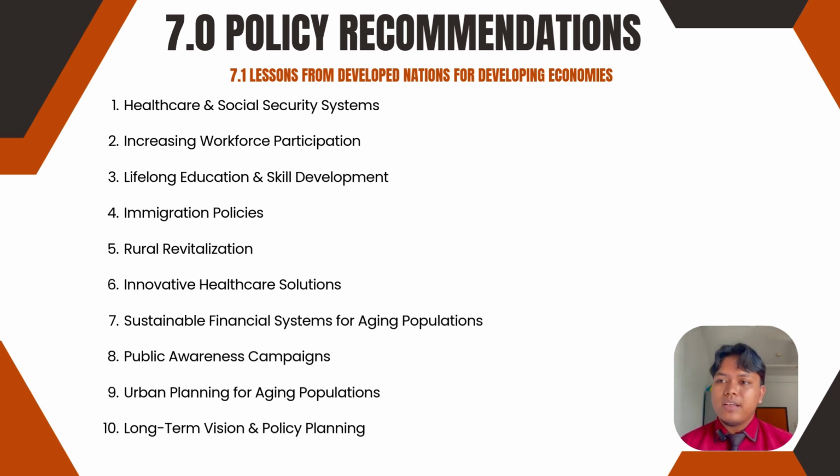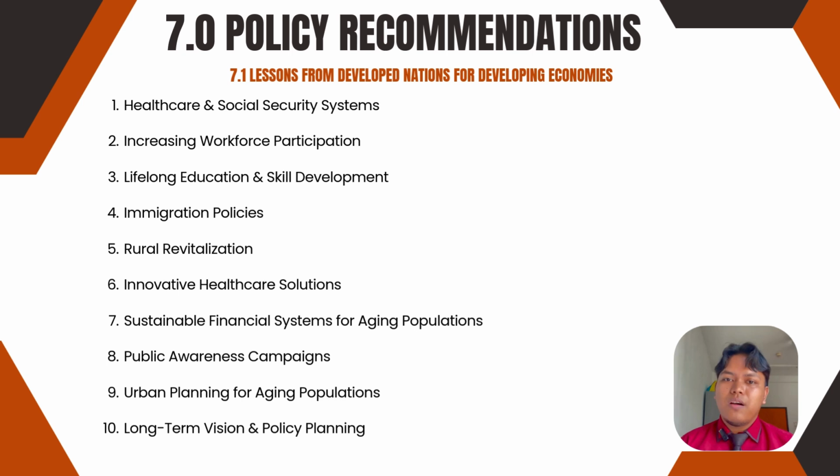The fourth is immigration policies. Japan attracts skilled foreign labor to address labor shortages due to its aging population. So India should develop strategies to attract skilled immigrants and leverage remittances from a young workforce abroad. Number five is rural revitalization. Japan's regional revitalization strategies, such as rural tax incentives and infrastructure, help mitigate rural depopulation. So India should decentralize economic activities and enhance infrastructure in rural areas to retain youth and reduce urban migration.